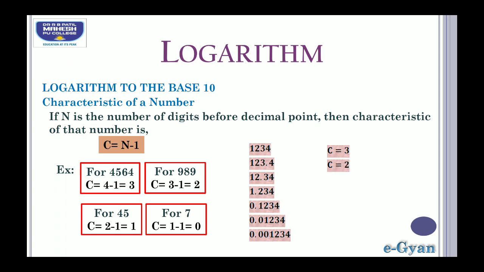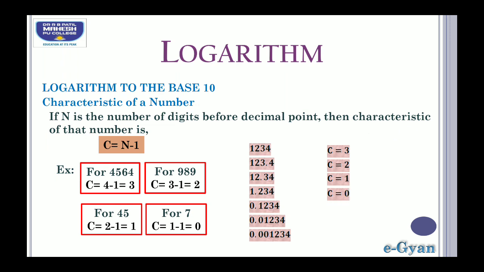For the second, 123.4, the decimal point is after 3, so before the decimal point there are 3 digits, therefore 3 minus 1 is 2. For 12.34, the characteristic is 2 minus 1, which is 1. For 1.234, the characteristic is 0.